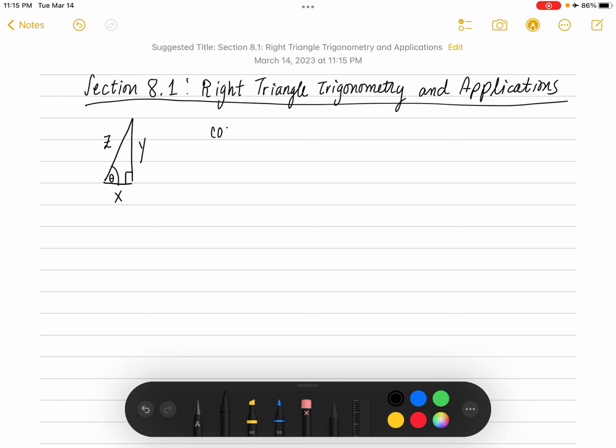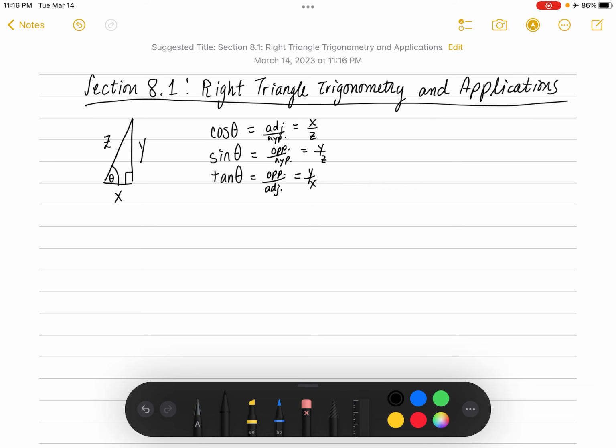So we're going to find the cosine, the sine, and the tangent functions. So, what is cosine? Well, the cosine is the adjacent over the hypotenuse, or in this case, x over z. The sine is the opposite over the hypotenuse, which in this case would be y over z. And the tangent would be the opposite over the adjacent, which in this case would be y over x.